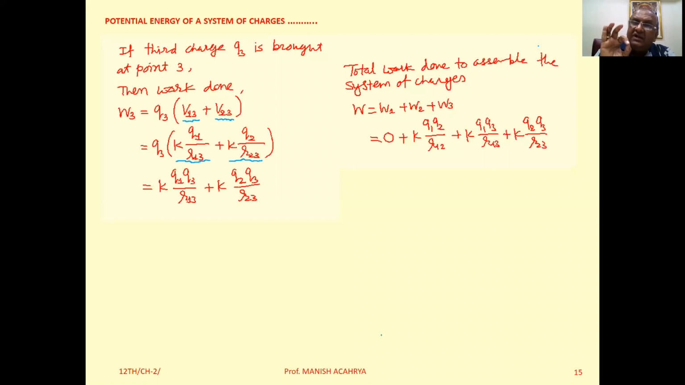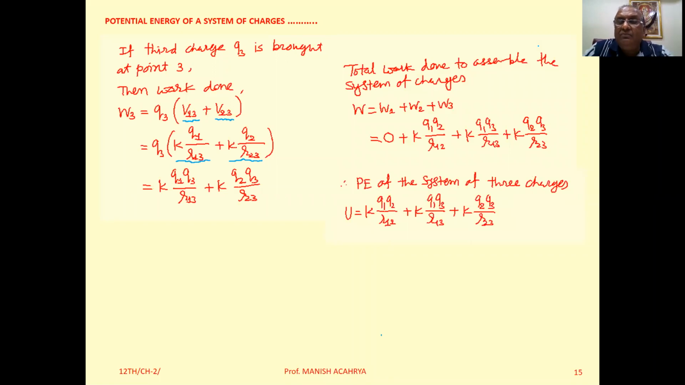So we can say the total work done to assemble the system of these three charges, that is W equal to W1 plus W2 plus W3. So that total work done is stored in the form of potential energy. Now W1 is equal to 0. Then W2 is K Q1 Q2 upon R12. And W3 is K Q1 Q3 upon R13 plus K Q2 Q3 upon R23. And this is stored in the form of potential energy. So now we can say the potential energy of the system of these three charges, U, is equal to K Q1 Q2 upon R12 plus K Q1 Q3 upon R13 plus K Q2 Q3 upon R23.